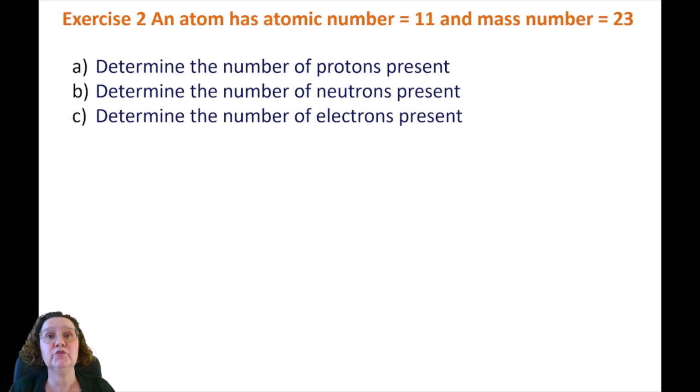Again, I'm going to ask you to stop the video and do this exercise. You have an atom that has an atomic number 11 and a mass number 23. Again, I'm asking you the number of protons, neutrons, and electrons present. And I'm going to ask you to find out which atom I have in mind, which element we are talking about. Stop the video now.